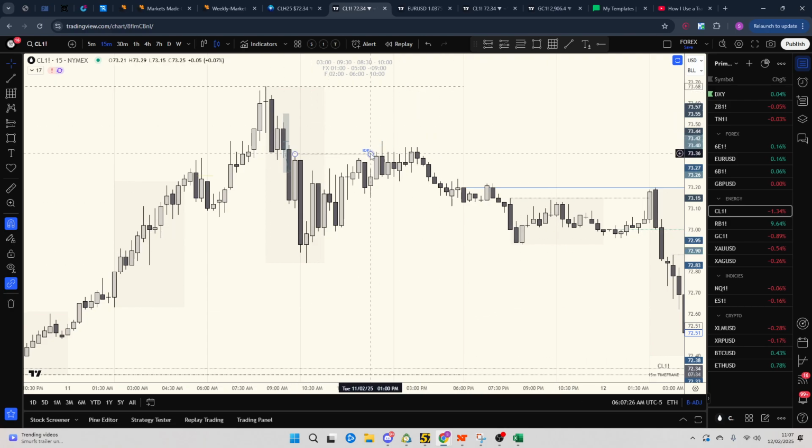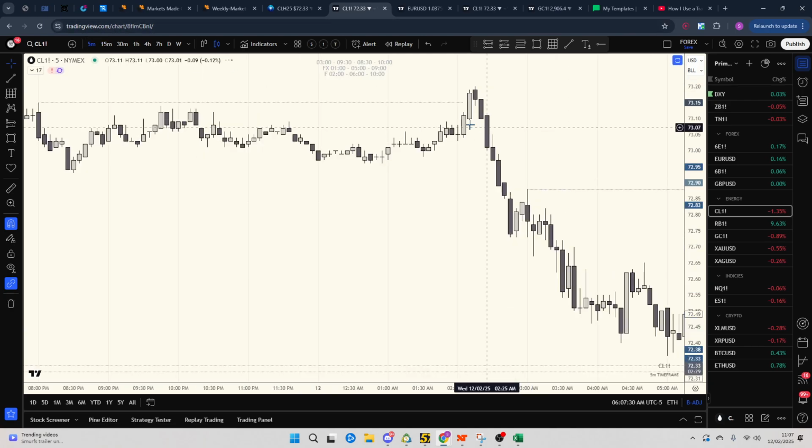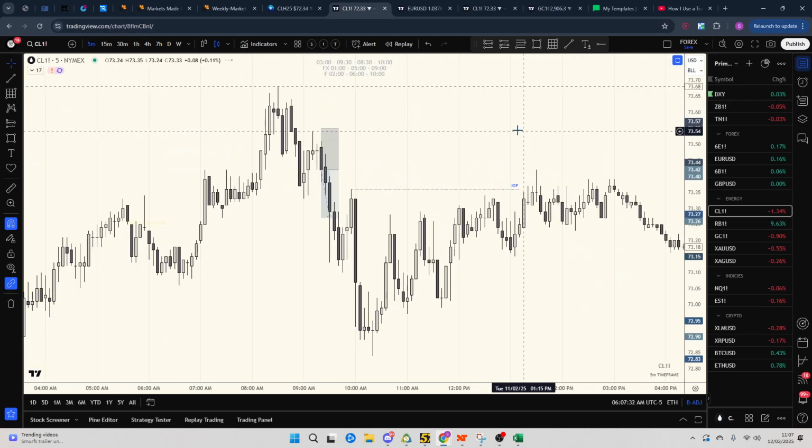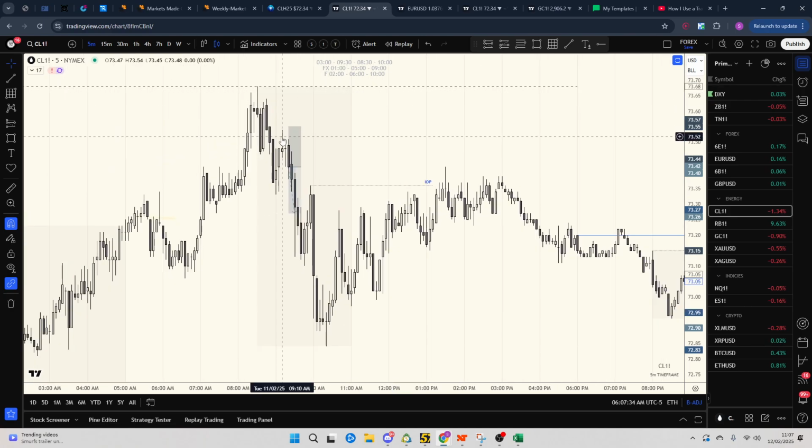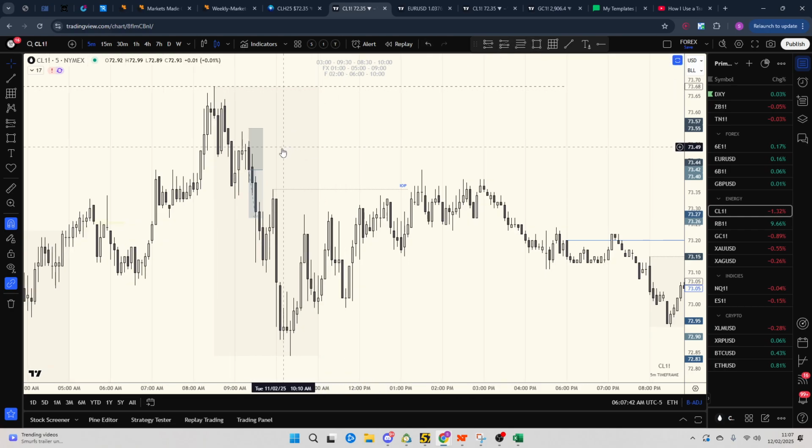So again, I call it IOP, institutional order pairing. So this is going to be our range here. I'm on the 5 minute in this example, and this is a range high to range low. You could use the higher one if you wanted, but for me, this is where the more aggressive move was at. I also took an entry in here for a 1-to-1 play.